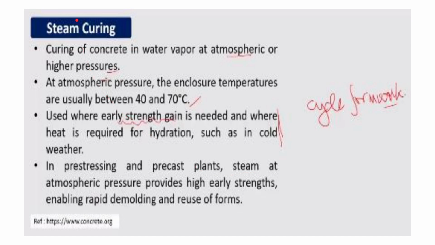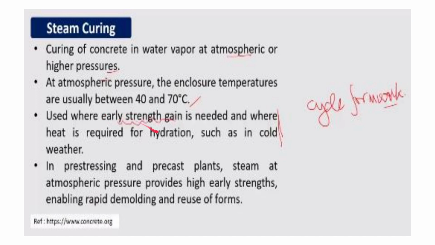So basically, if we see how curing is done in precast concrete, let us start with steam curing. Curing of concrete in water vapor at atmospheric or high pressure is basically steam curing. At atmospheric pressure the enclosure temperatures are usually between 40 and 70 degrees centigrade, so the concrete is subjected to water vapor at a temperature of 40 to 70 degrees centigrade.